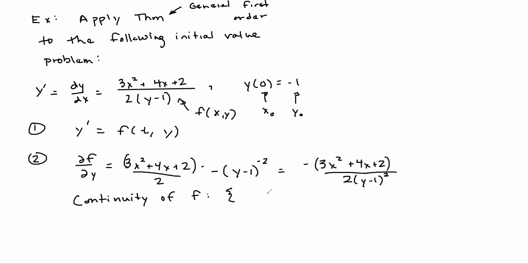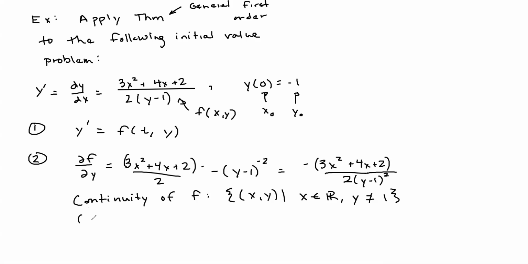Now, one of the things about continuity here, because we have two variables, we're talking about continuity of x and y. So you need to look for restrictions that would exist for either of the two variables. So if we look at x, it's just this polynomial. So there's no restrictions on polynomials. Polynomials are continuous everywhere. They're very nicely behaved. And then as far as y is concerned, since y is in the denominator here, y cannot equal 1.